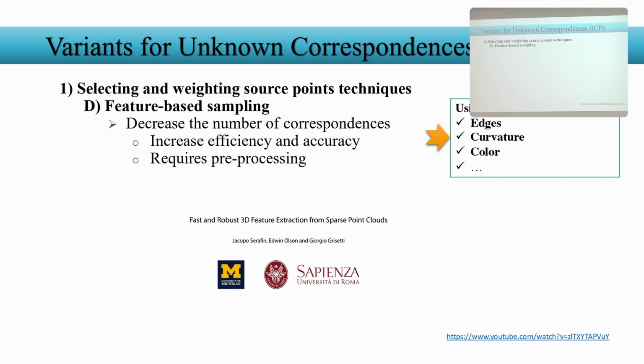Then we have feature-based sampling that we already, I think, discussed well. But next lesson we will also see one advanced technique to do that, using additional information like edges, curves, and colors of the environment, which can increase efficiency and accuracy and requires a pre-processing technique.